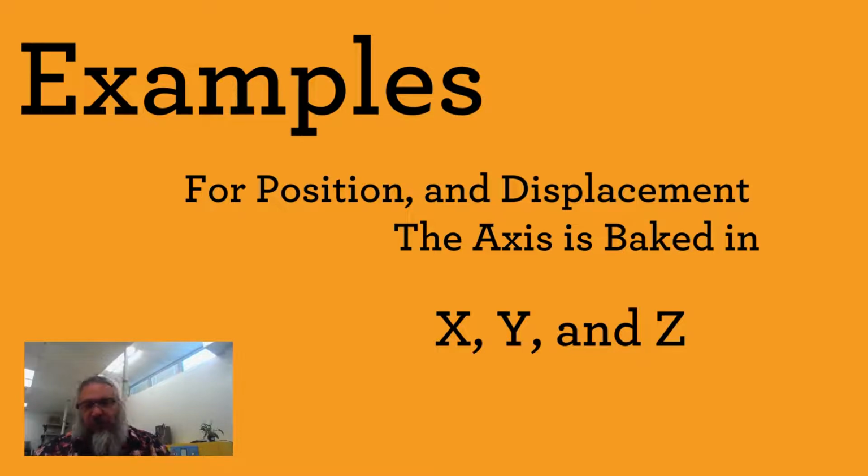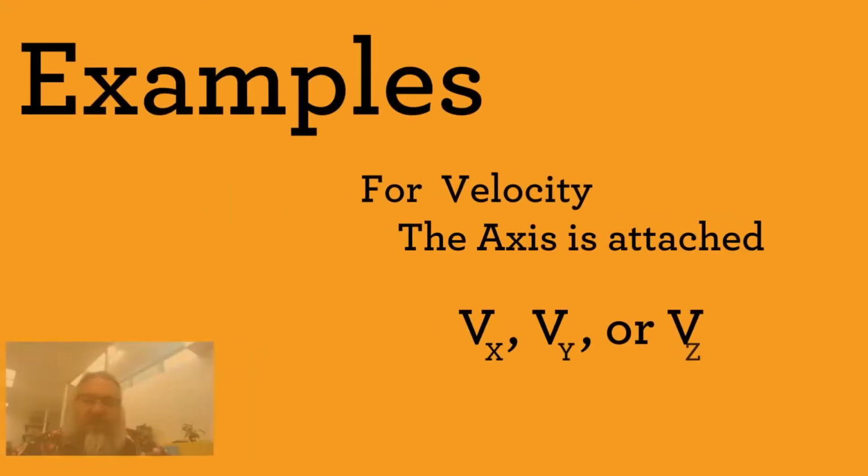Now, in AP and just standard physics, it's baked in for displacement because it's delta X, delta Y, delta Z. That's our displacement, with the X, Y, Z giving us our coordinate system. And position is the same way. It's just X, Y, and Z. Cool? Moving on to a more complicated term, and that is velocity.